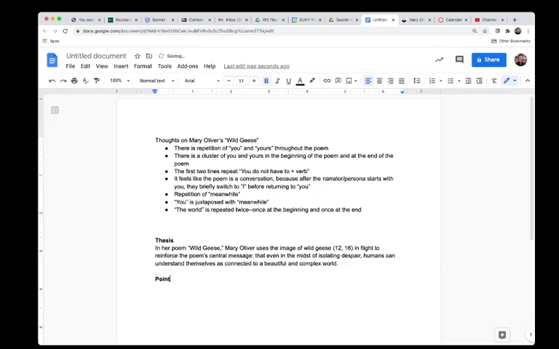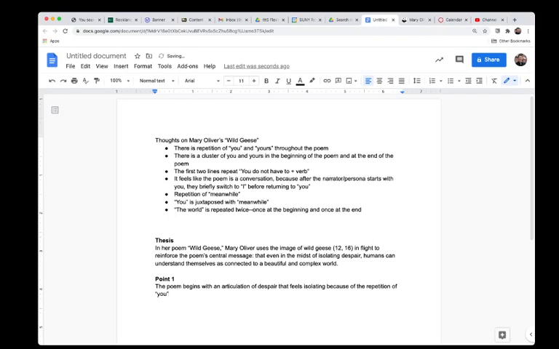Okay, point one. So in my first point, if I want to prove that the image of wild geese reinforces the poem's central message that even in the midst of isolating despair, humans can understand themselves as connected to a beautiful and complex world, my first point might be to talk about how that despair is discussed in the poem. The poem begins with an articulation of despair that feels isolating because of the repetition of you.